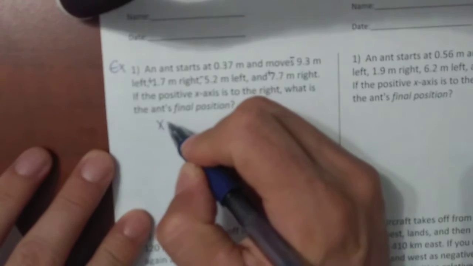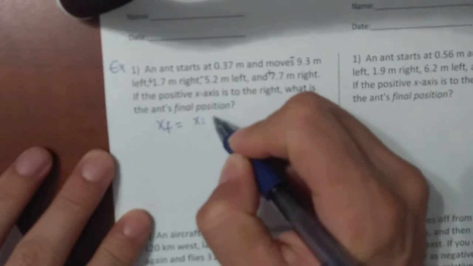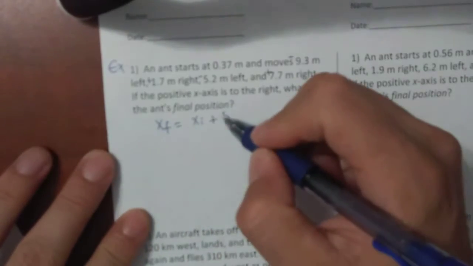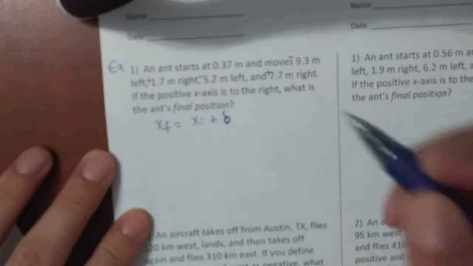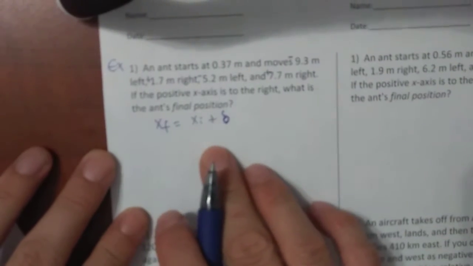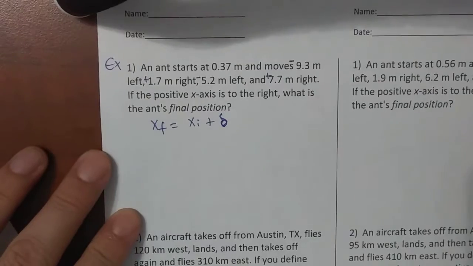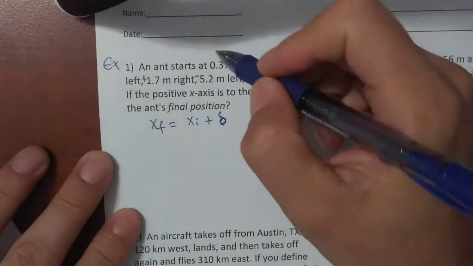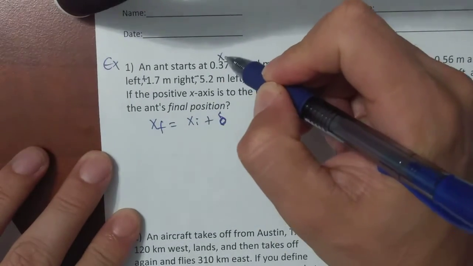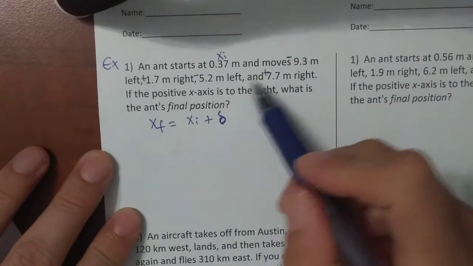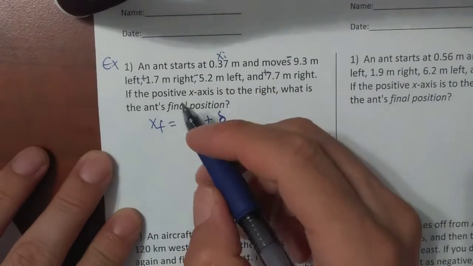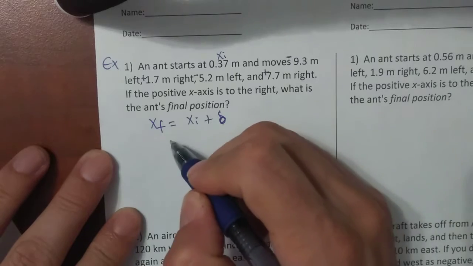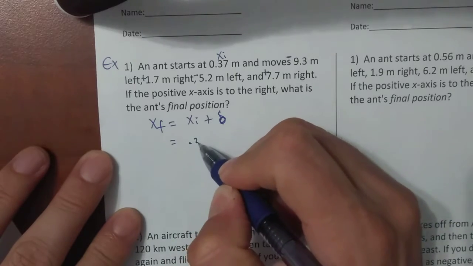So we're looking for xf. Right, so this is xf equals xi plus d. So he starts here, so this is your xi, right? All these other ones are displacements. So then we just plug all this stuff in.